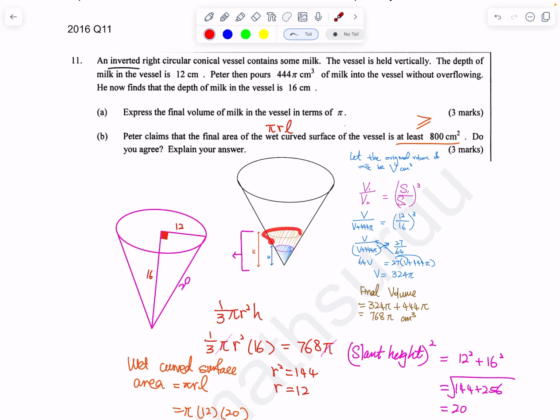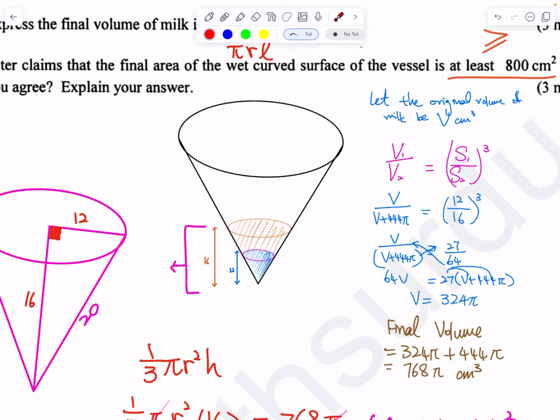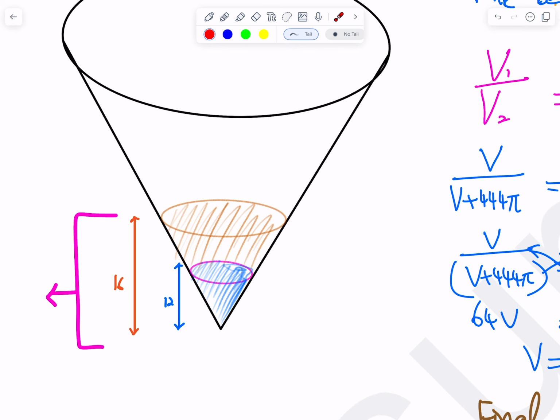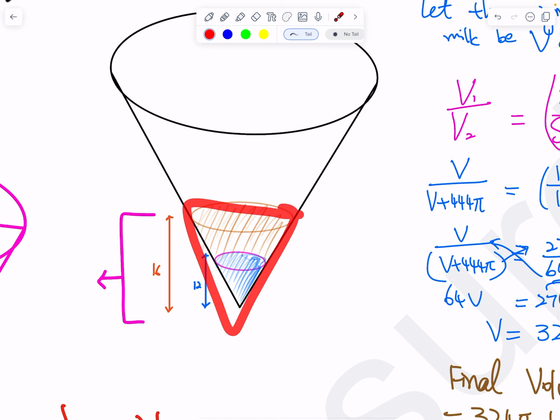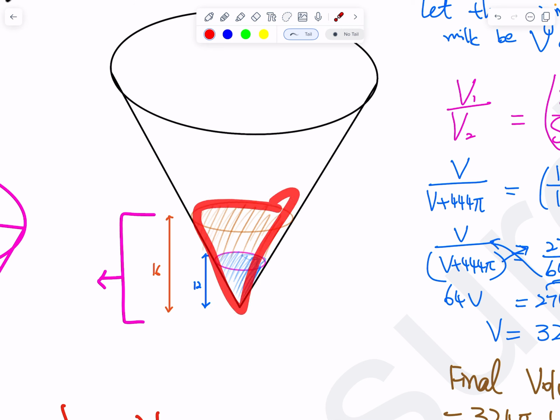Now this time they asked you this whole wet curved surface. Next time, what else can they ask? Maybe the first term. Like if I have this thing and I want to cut this bottom part, then what do I get for this curved part? So again, you find the big thing, you also find the small thing, and then big minus the small, you will have the middle one. Okay, so it's not that hard.